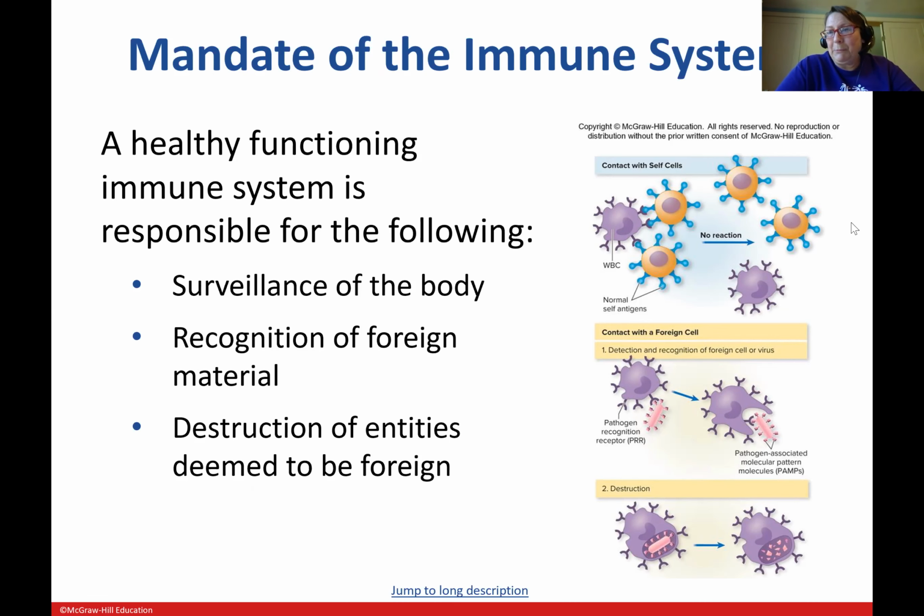Again, they're looking for those molecular patterns. They're not looking for a particular pathogen. They're looking for a class of pathogens. Once it recognizes that foreign body, then it has to deal with it. So it's going to destroy it, or it's going to do a handshake with the specific immune system in order to be able to fight off that disease.